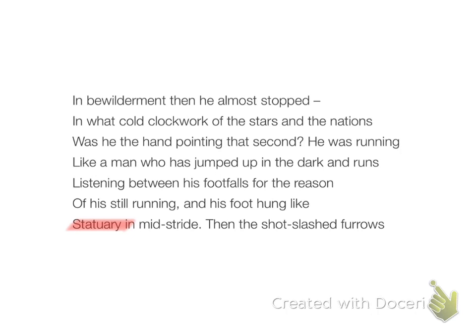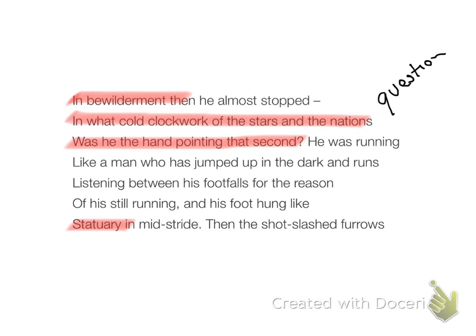And in fact, the stanza is full of confusion and questioning, which begins by him being described as in a state of bewilderment. A question is then asked as we enter the conscience of the soldier. In what cold clockwork of the stars and nations was he the hand pointing that second? I think he is beginning in this part of the poem to question his role in the conflict, and there is a sense of him being exploited by larger powers represented by the cold clockwork.